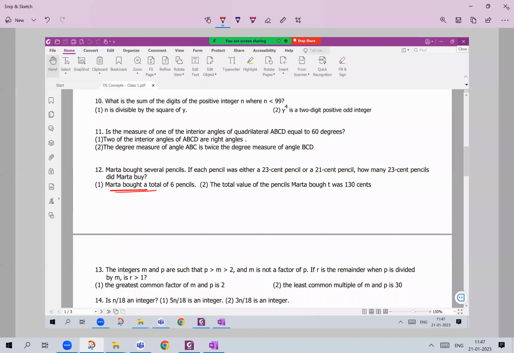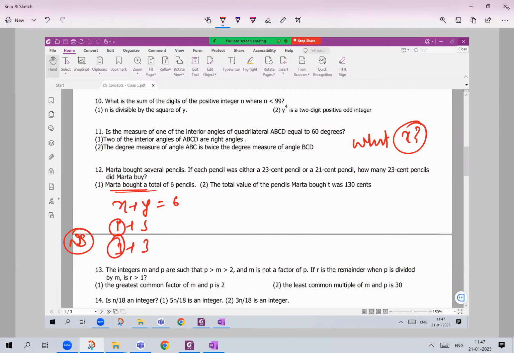Yeah, because Mata bought 6 pencils, so X plus Y is equal to 6. It could be 1 plus 5, it could be 2 plus 4, it could be 3 plus 3. But why am I doing this? Because what is my question? What is the value of X, right? And I've got two different values, so I can just say not sufficient. I don't care what else it could be, 1, 5, 4, 2, 3, 3, whatever. My intention is to have two different values of X. I've got two different values of X, so I can straight away say not sufficient and move to other statements. Agreed? Is this clear?